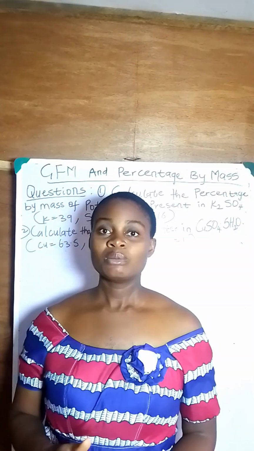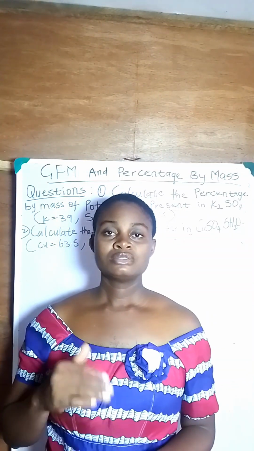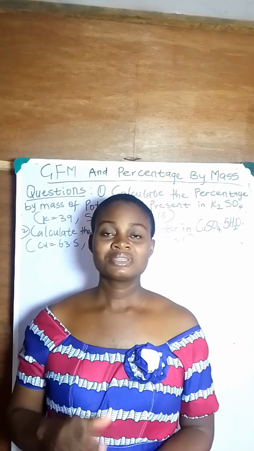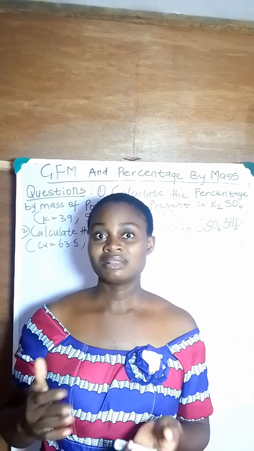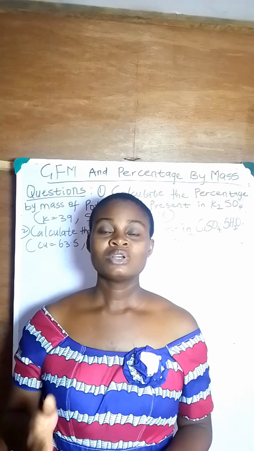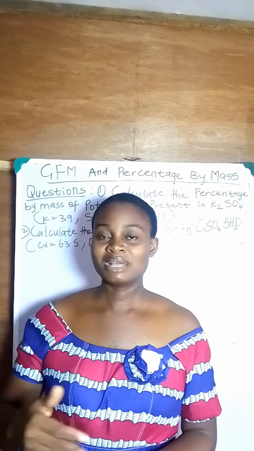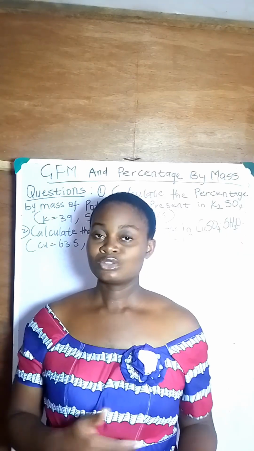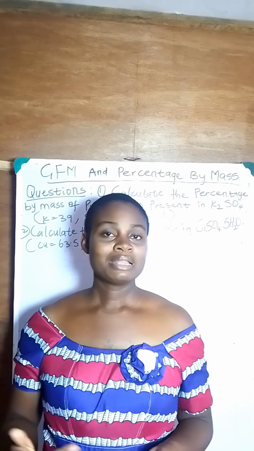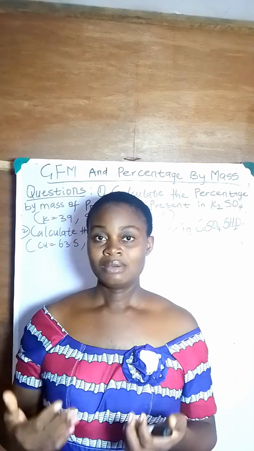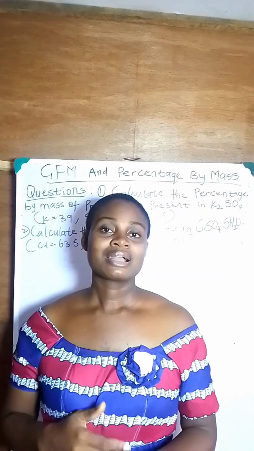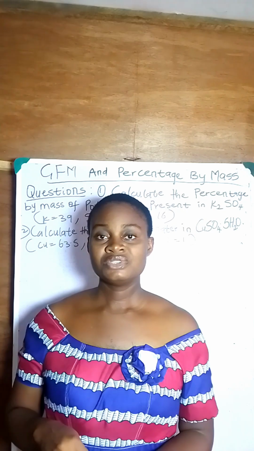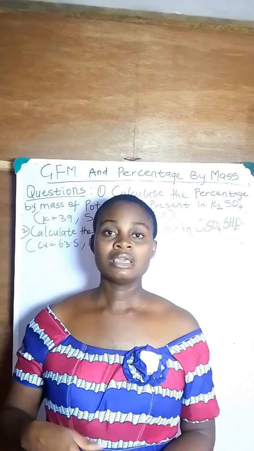Gram formula mass of a compound gives you the sum of the total elements that are present in that compound. So for you to get the gram formula mass or the gram molecular mass of any compound, you simply add up the masses of the individual elements that make up the compound. So today we'll be looking into gram formula mass, or what we call gram molecular mass, and how we can calculate the individual percentage by mass of the individual elements present in the compound.